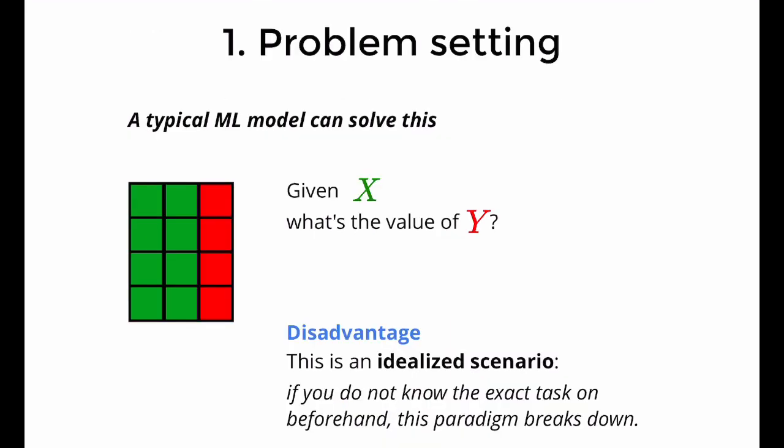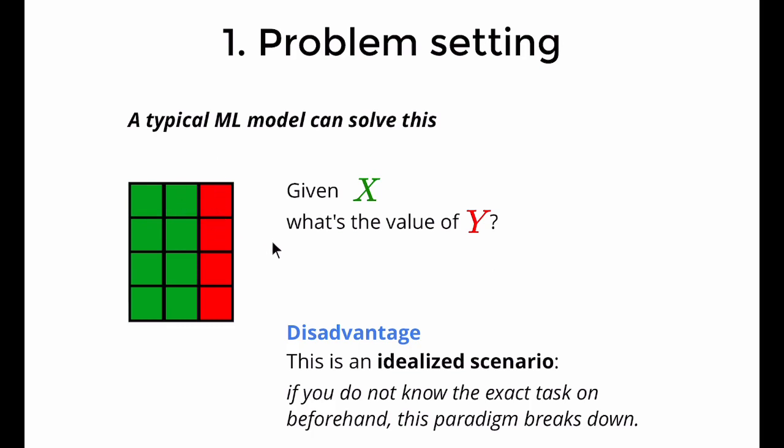So the problem setting starts with looking at what a typical machine learning model can do. Given a table with 3 columns, the typical setting for a machine learning model is very strict. Given X, so in this case the values of column 1 and column 2, what's the value of the third column, what's the value of Y. So for a single instance, this means given the value for this attribute and the value for this attribute, predict the value of the third attribute.